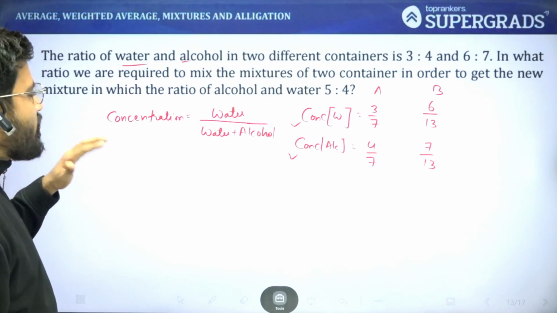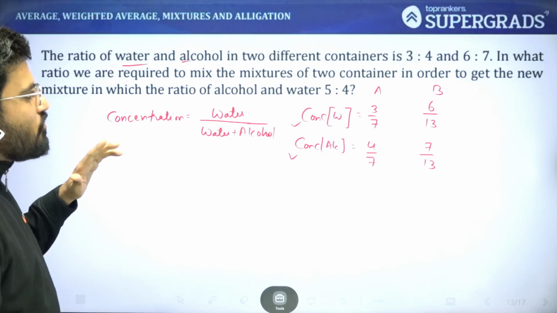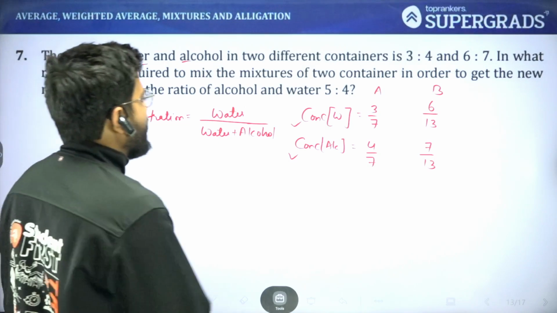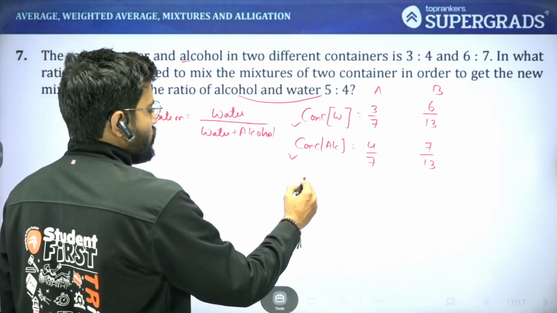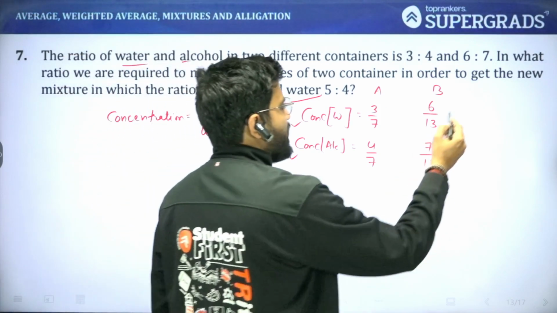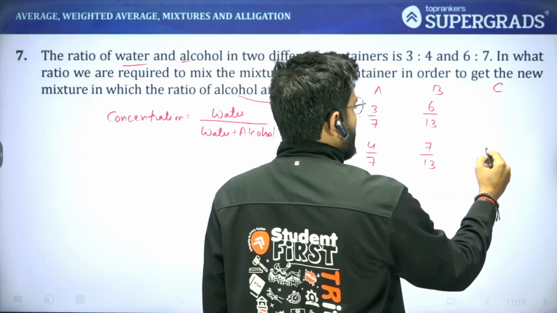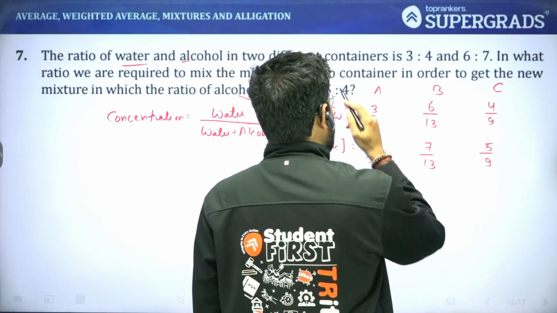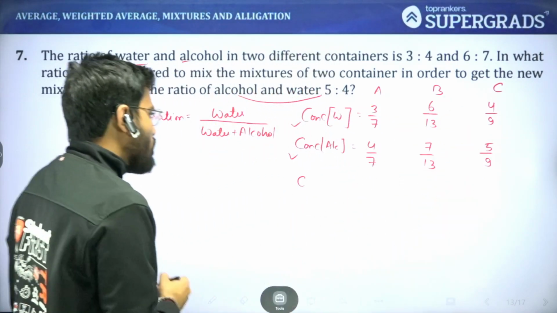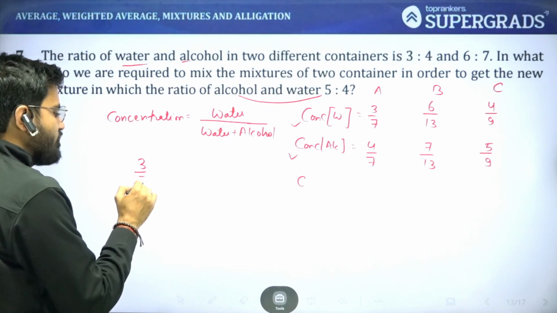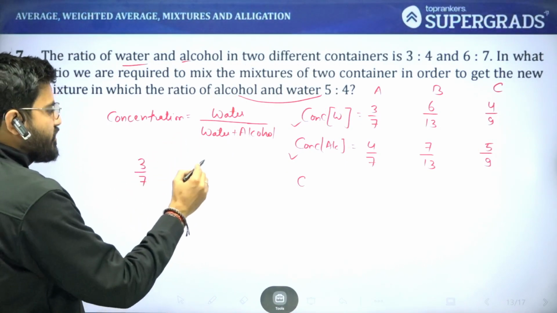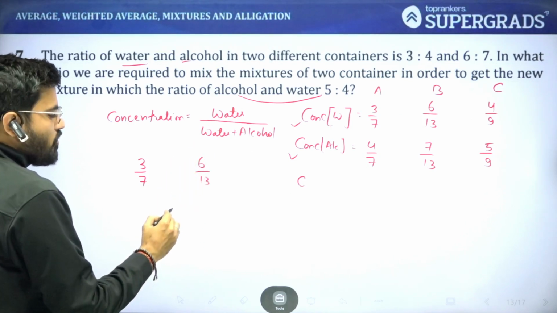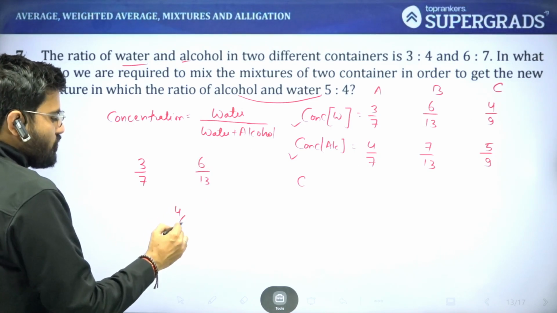In what ratio we are required to mix the mixture of two containers in order to get a new mixture in which the ratio of alcohol and water, here it is alcohol is to water. So concentration of alcohol and water in container C: alcohol is 5 by 9 and water is 4 by 9, since 4 plus 5 is 9. So what is the concentration of water in mixture 1? 3 by 7. What is the concentration of water in mixture 2? 6 by 13. What is the concentration of water in mixture 3? That is 4 by 9.